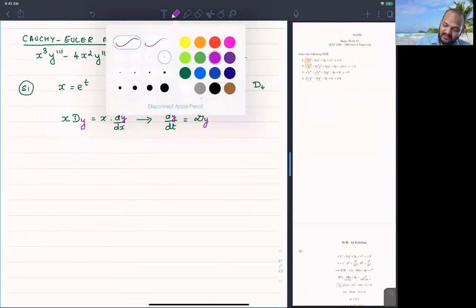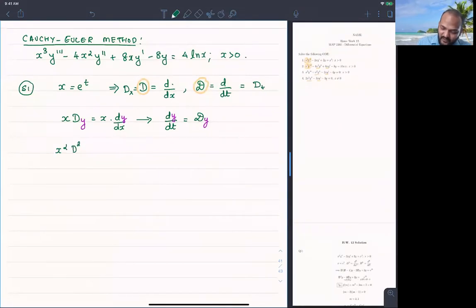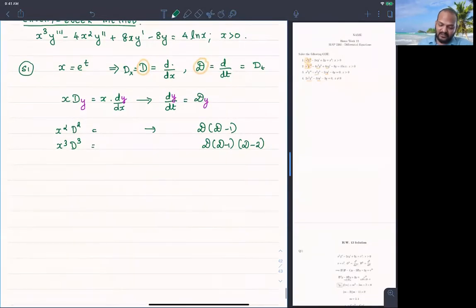Similarly, x squared d squared turns into script d operated on d minus 1, and x cubed d cubed turns into script d of d minus 1 of d minus 2, and that's what I'm going to use for my purposes to transform. And then we will see how this differential equation transforms in terms of t.